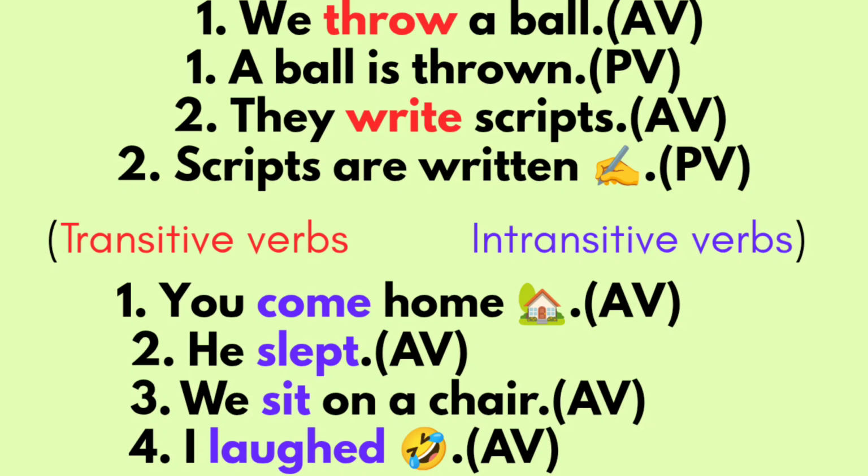An object is mandatory after a transitive verb. No object comes after intransitive verbs, but the sentence still makes sense. The sentence has its meaning. It is clear, right?